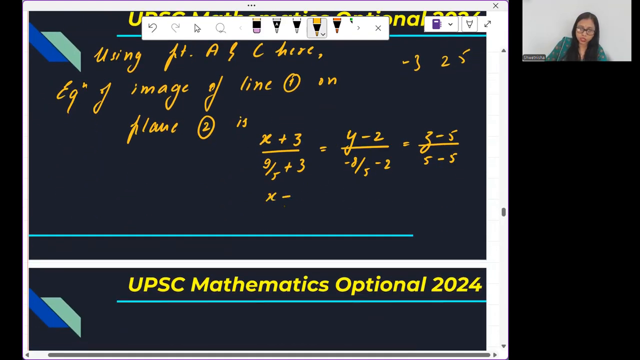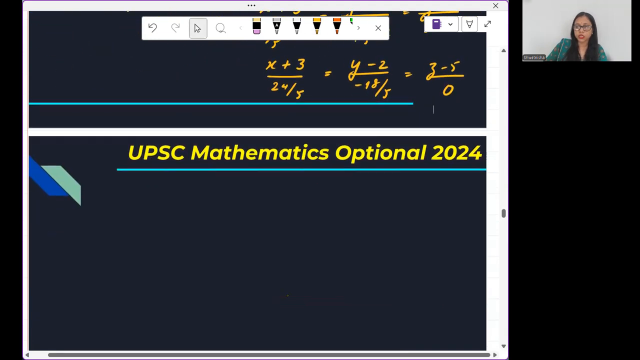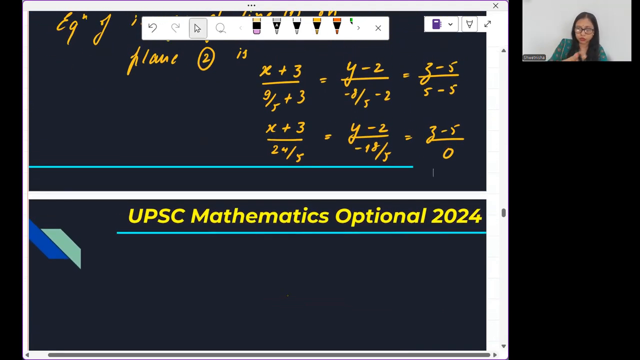So it is coming out to be x plus 3 divided by 24 by 5 is equals to y minus 2 divided by minus 18 by 5 is equals to z minus 5 by 0. You can multiply this by 5 by 6. So it implies x plus 3 by 4 is equals to y minus 2 by minus 3 is equals to z minus 5 by 0.